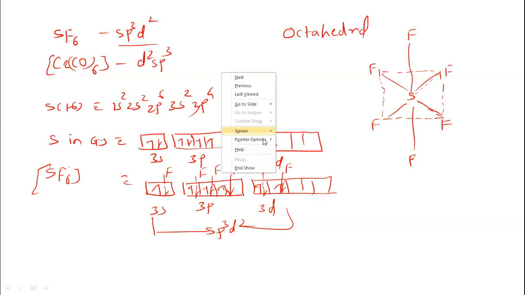Let us take another example. It is Cr(CO)6, showing the involvement of d orbitals in the hybridization. What is the name of this compound? Hexacarbonyl chromium. The name of the complex is hexacarbonyl chromium. Chromium has oxidation state 0.